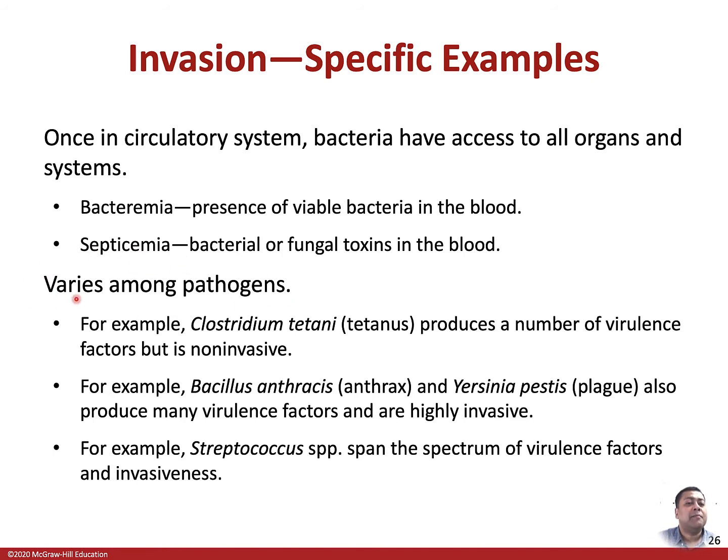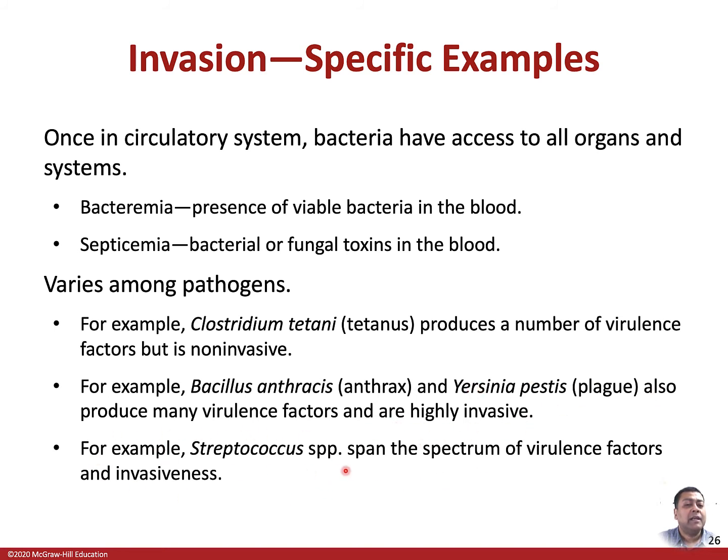So this varies among the pathogens. For example, Clostridium tetani, which causes tetanus, produces a number of virulence factors, but it is non-invasive. So it doesn't go into or destroy the tissues to move from one area to the other. On the other hand, say for example, Bacillus anthracis, which causes anthrax, and Yersinia pestis, which causes plague, also produce many virulence factors and are highly invasive. That means they destroy other tissues and gain access to them. Also, they do not get into the particular cell, but they destroy the tissues for invasion.